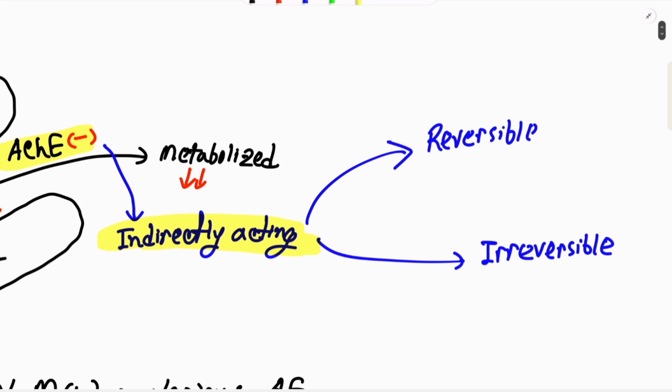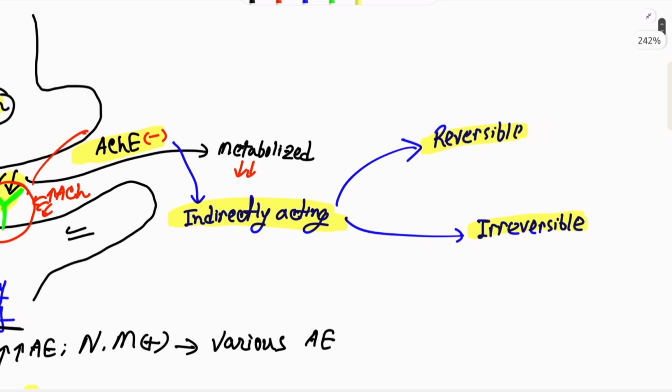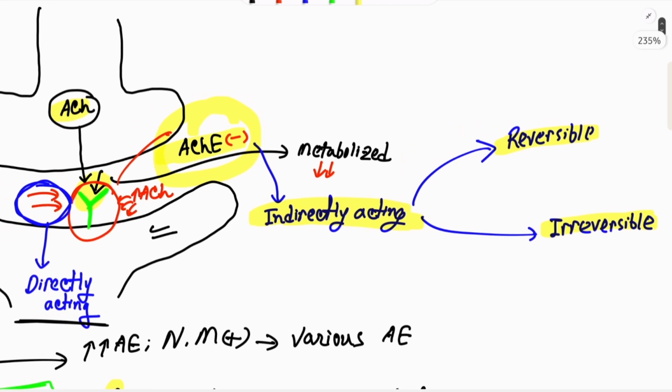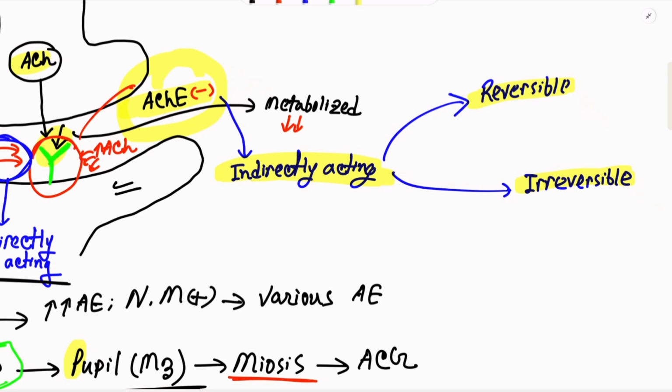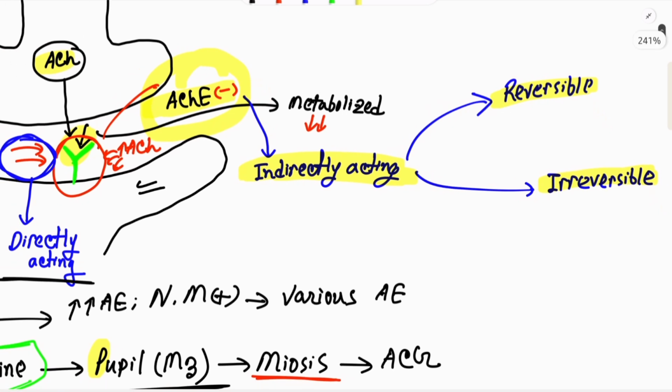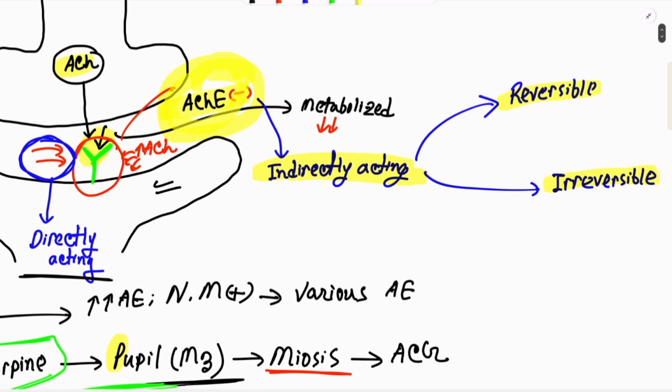We can easily understand from their names that a reversible drug binds with acetylcholinesterase in such a manner that it can again be separated from the enzyme, and the acetylcholinesterase enzyme is reactivated. But irreversible indirectly acting cholinergic drugs permanently inhibit the acetylcholinesterase enzyme.